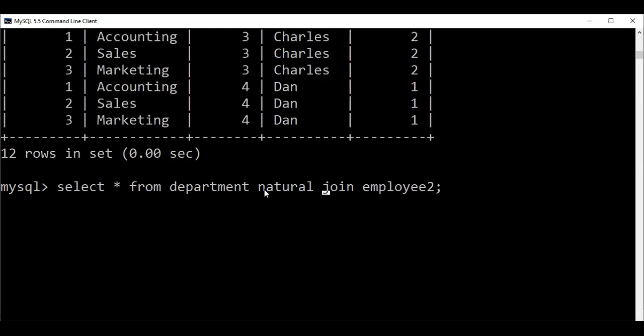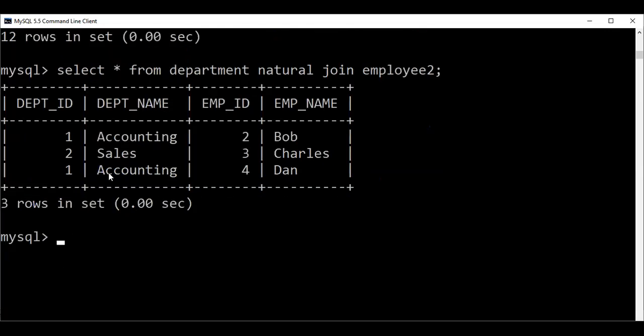Is there any common attribute? It will say yes, there is a common attribute, department ID. So now see here, instead of the 12 possible combinations of this join, this natural join will give me 3 or 4 combinations as per the records. This is called natural join.